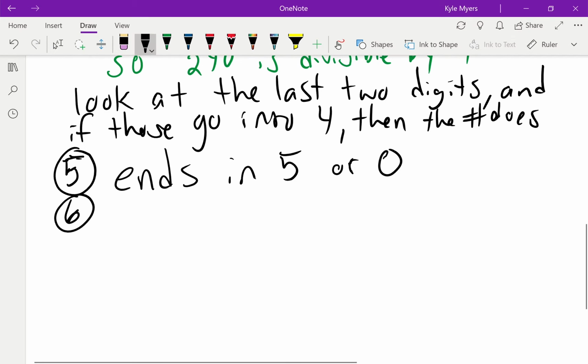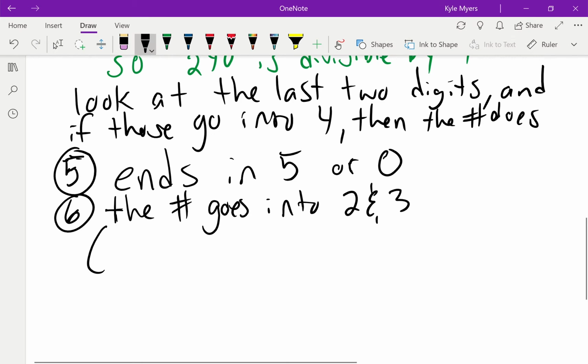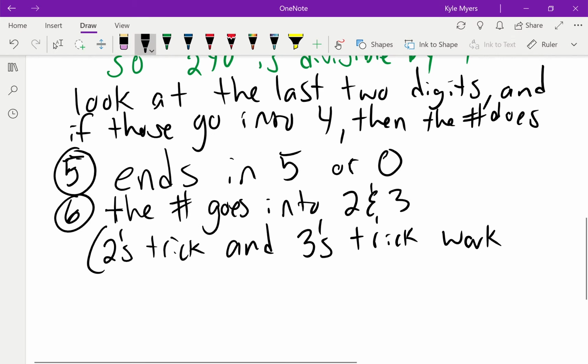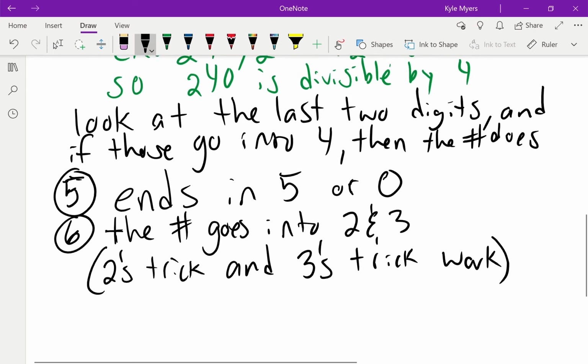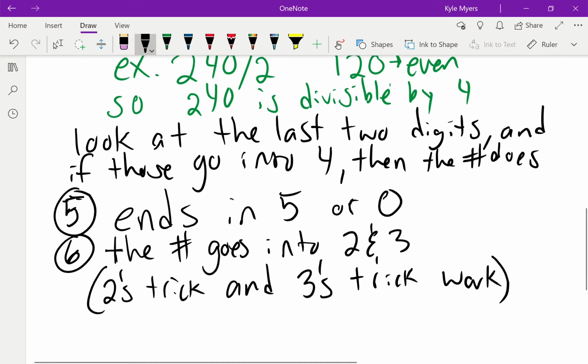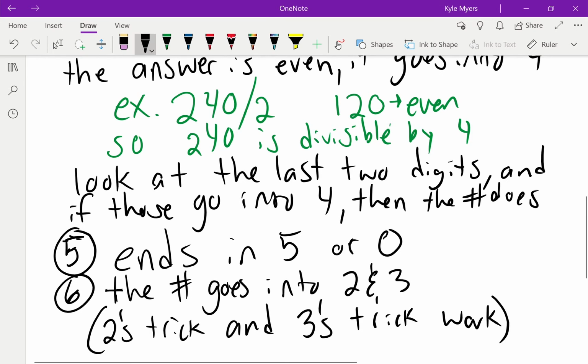And it's not so much that it has its own trick, just that I'll say a number. So the number goes into 2 and 3, meaning that the 2's trick and 3's trick work. So meaning it's even, it ends in 0, 2, 4, 6, or 8, and the 3 thing works. So actually we can use 240 for an example. 240 is even, and if I add up the digits, 2 plus 4 plus 0 is 6, so it goes into 3. So it goes into 2 and 3, which means 240 goes into 6.